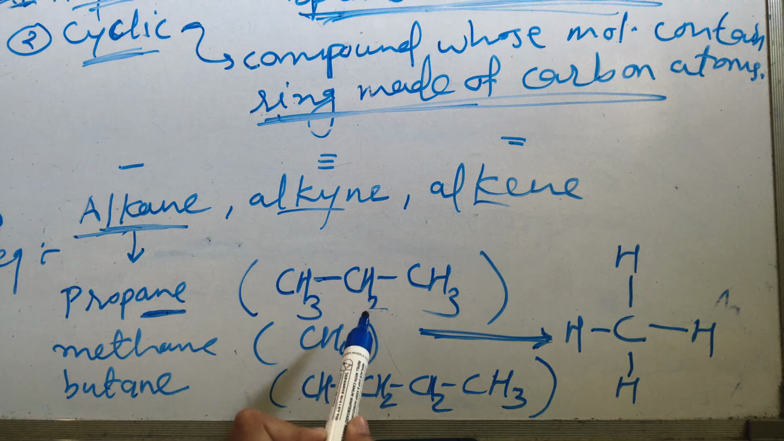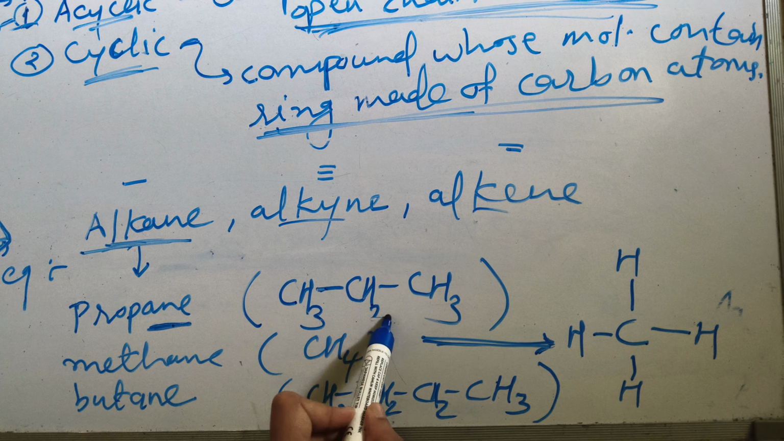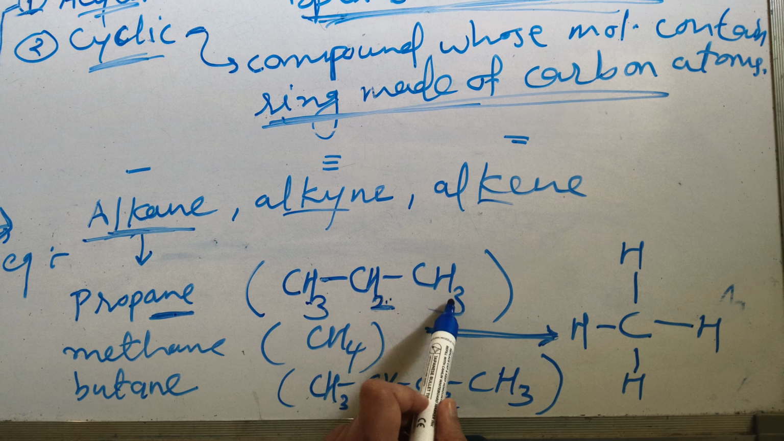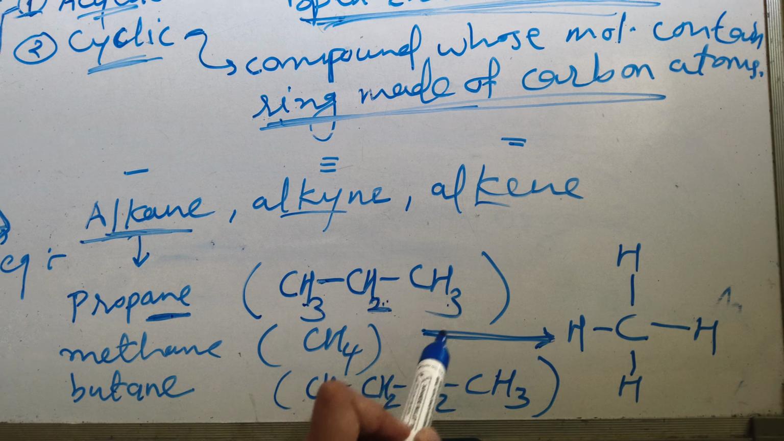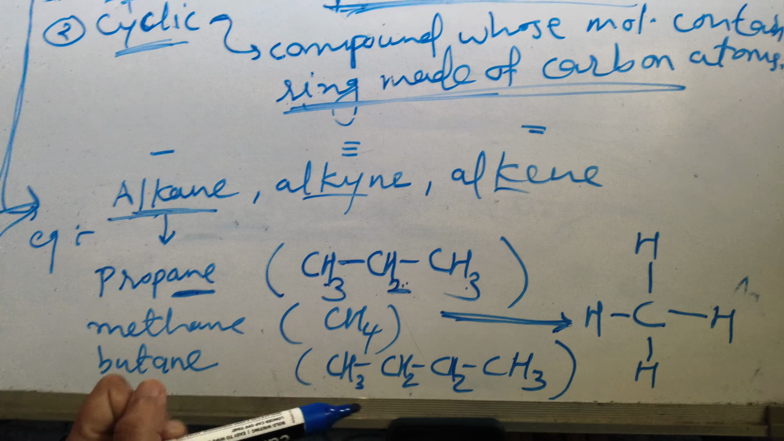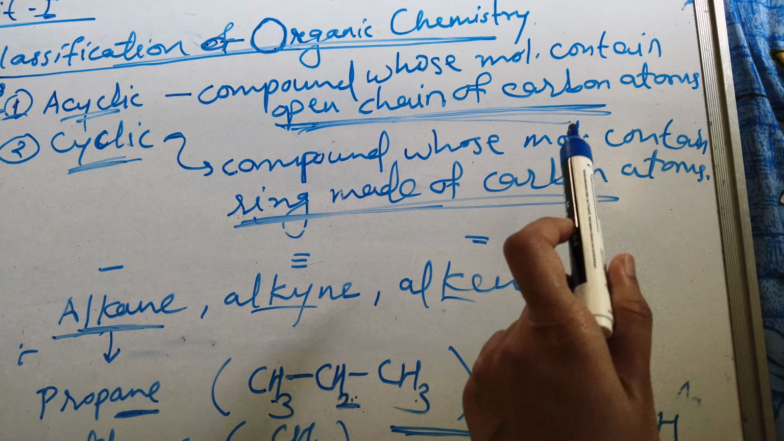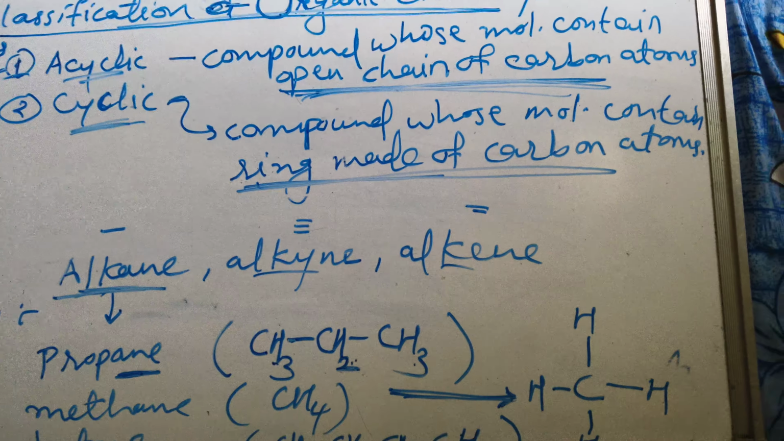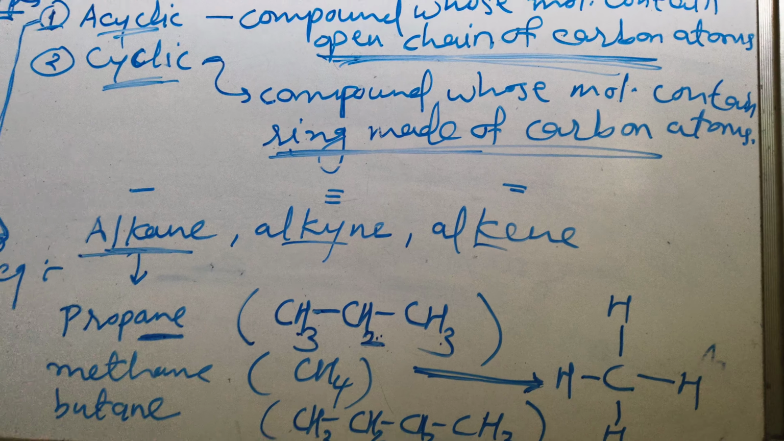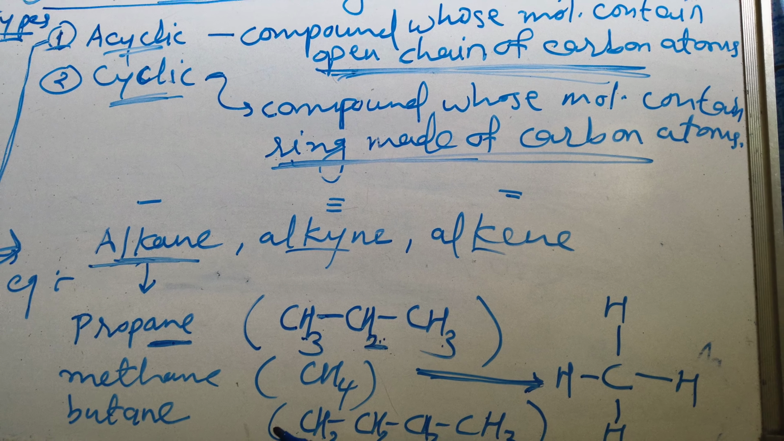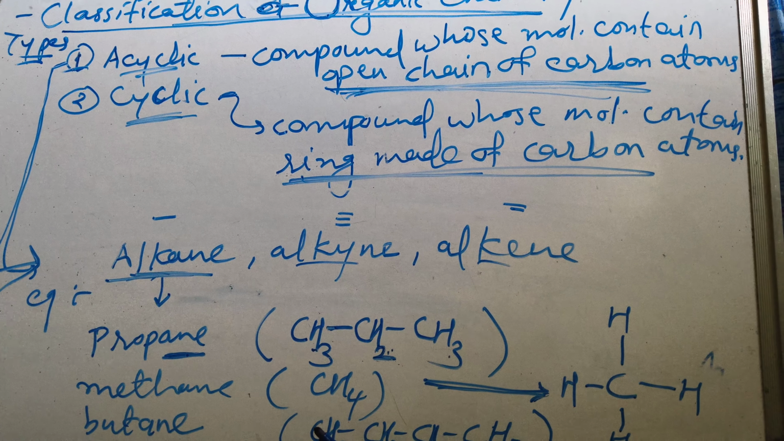Why does it say open chain? You see the structure of propane: CH3, CH2, CH3. There is no ring present in the structure of propane. That's why it says an acyclic compound is one whose molecule contains an open chain of carbon atoms. Okay, here we are completing the cyclic and acyclic definitions.